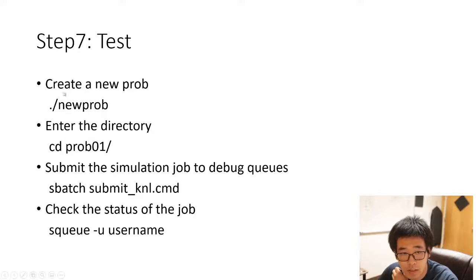After that, you can test by creating a new prob by typing ./newprob and entering the new directory, cd prob01, and then you submit the simulation to the debug queue by doing sbatch submit_knl.cmd. And then if you want to check the status of the job, you can type sqs -u your username.